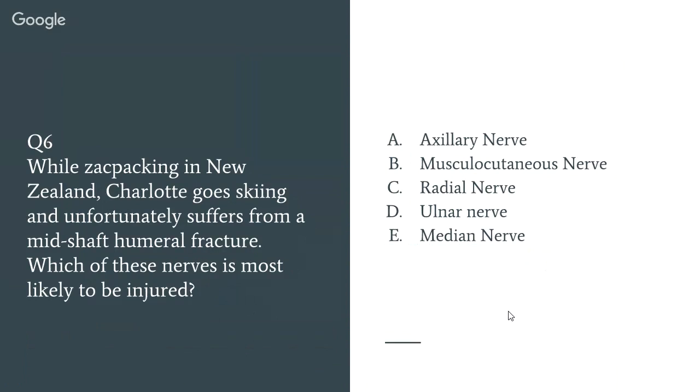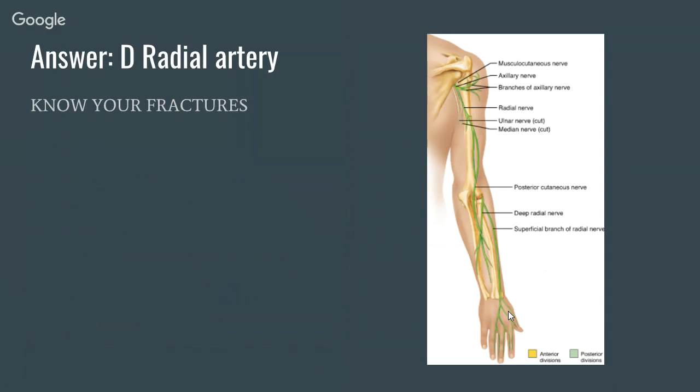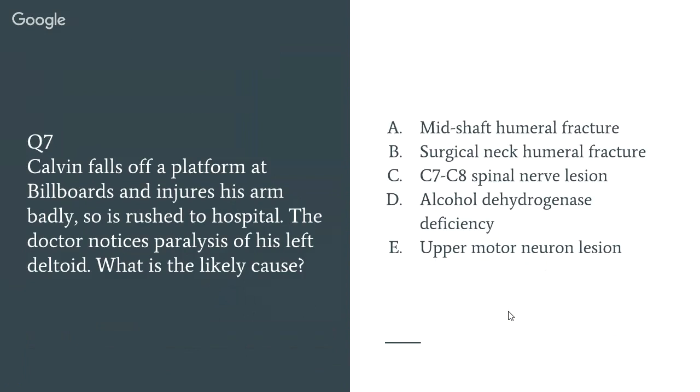Answers? C? Good. So it is your radial nerve, which pretty much runs right behind your humerus along the radial groove, and that's most commonly injured during your mid-shaft humeral fractures. It's meant to say nerve, sorry. But pretty much you literally just have to know some of your major fractures. Moving on to question 7.